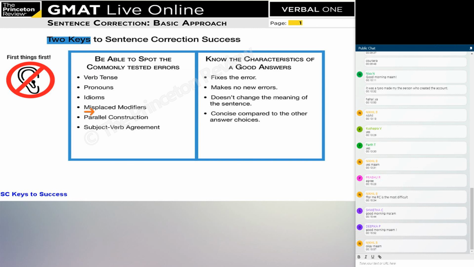So this is something you will not do by going by your ear. We hear a lot of English, and much of that English is incorrect. And because we've heard it ever so often, we feel it's correct. However, GMAC is going to present to you formal English, and that's something we don't hear too often. So if you go by your ear, chances are you might miss some, right? So keep these in mind. The correct answer will be fixing the error. It makes no new error, doesn't change the meaning of the sentence, and is concise compared to the other answers.